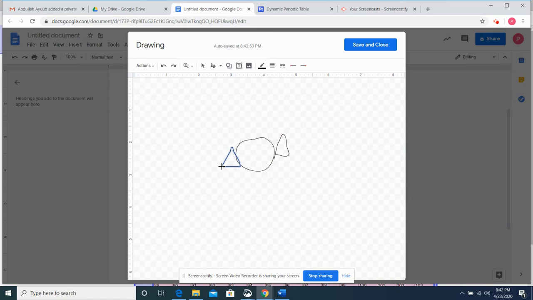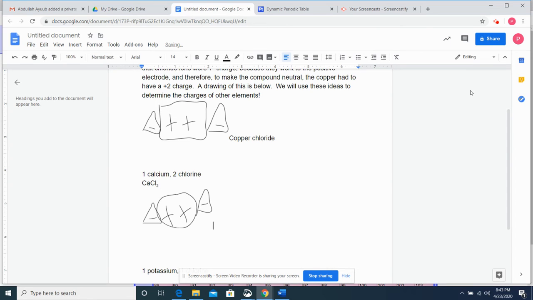Now I got to put the charges in my compound. So there is a chlorine. It's got a negative charge. I know it has a negative charge because it did in my last compound. It's not going to change. Chlorine comes with a -1 charge. That means the calcium must also have a +2 like the copper did. All right, so there's my +2 for calcium. Now this is neutral overall. It has no charge. I'm going to save and close. It's going to insert in that spot.